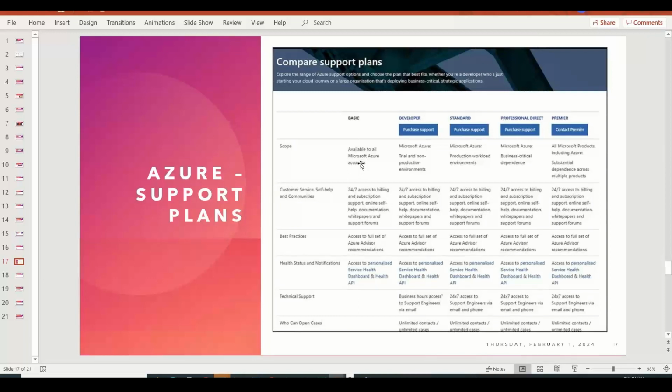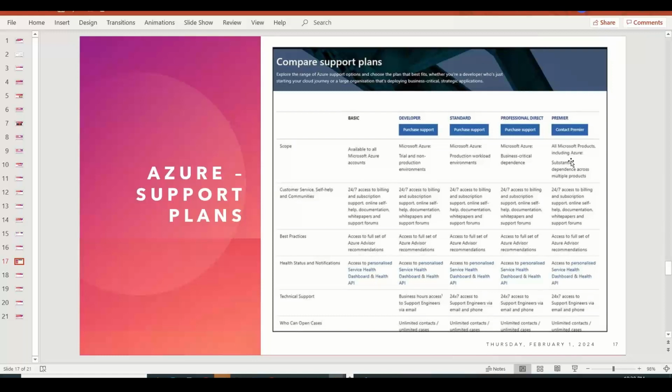But in this case, you can raise a support case for any account login related issues, or if there is a billing generated by mistake, you can raise a support case for those cases, but you cannot raise a technical support case in the basic plan. But for developer, standard, professional direct, and premier, you can go and have a technical support request raised.